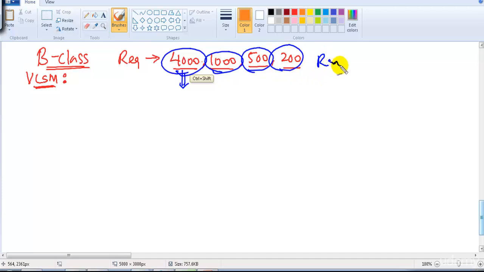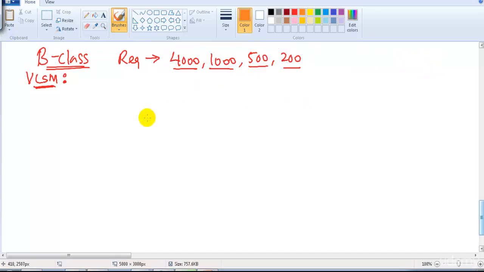I want to write down the range, and as they are in different sizes, I'm going to use VLSM. I need to write the range with subnet mask. That's my requirement. To make this possible, first we need to go with the higher requirement, so I'm going to start with the requirement of 4000 hosts.